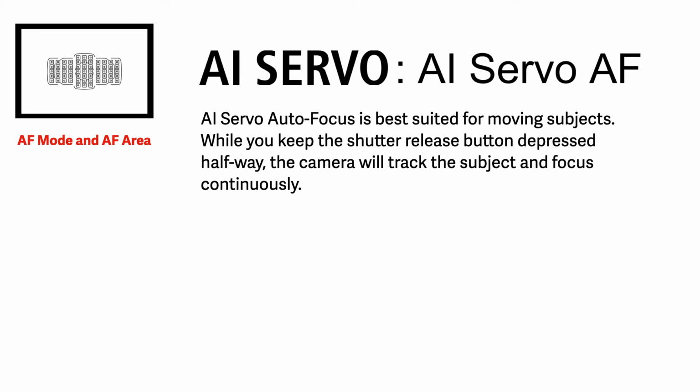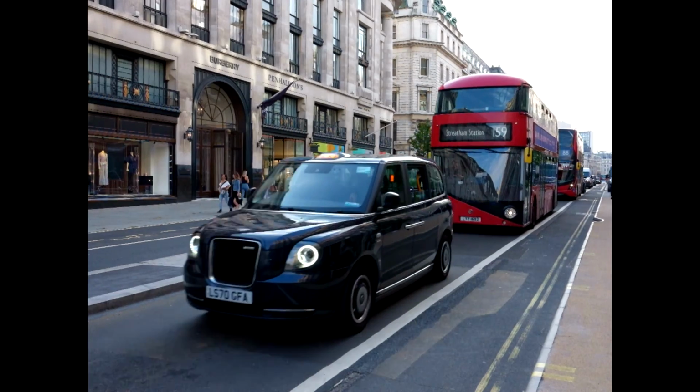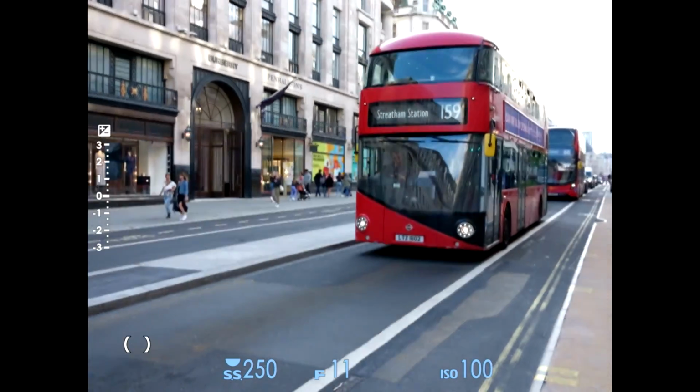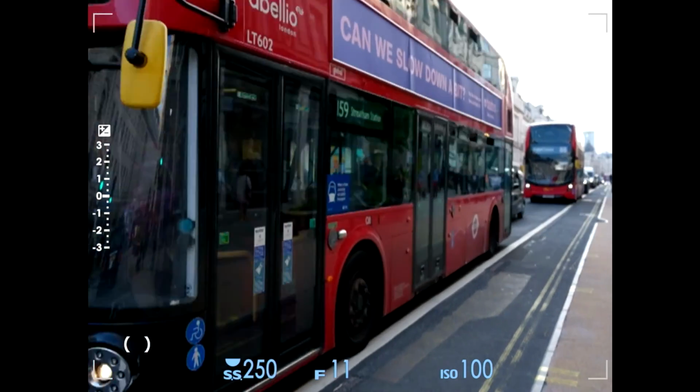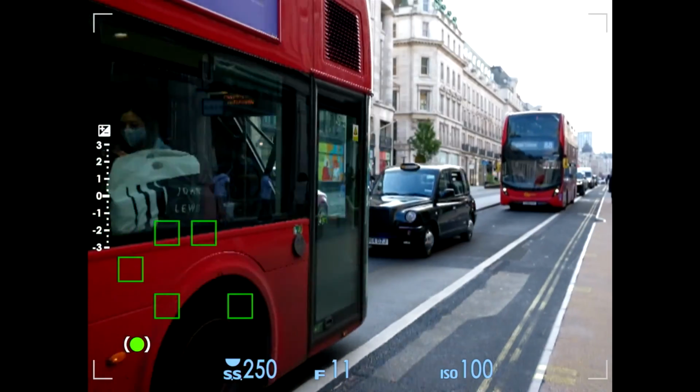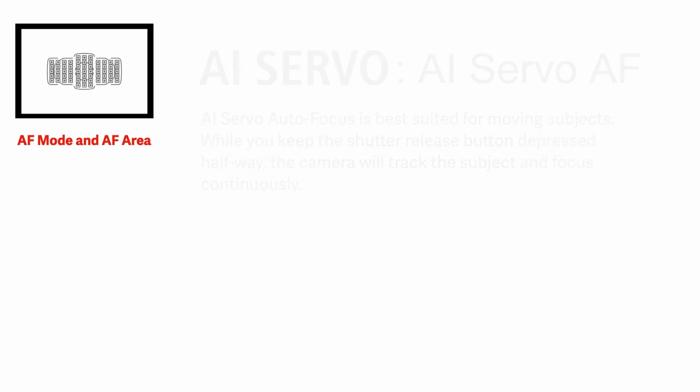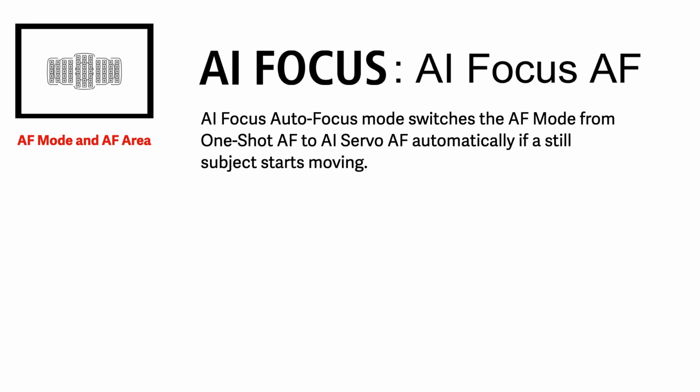AI servo mode is best suited for moving subjects. While you keep the shutter release button depressed halfway, the camera will track the subject and focus continuously. AI focus mode automatically switches the AF mode from one shot to servo if a still subject starts moving.